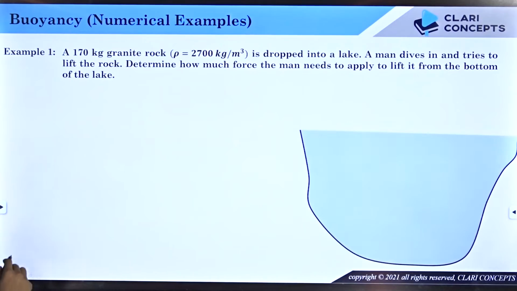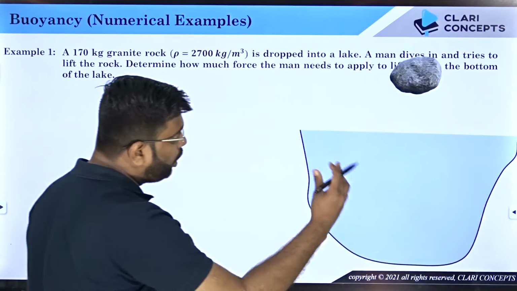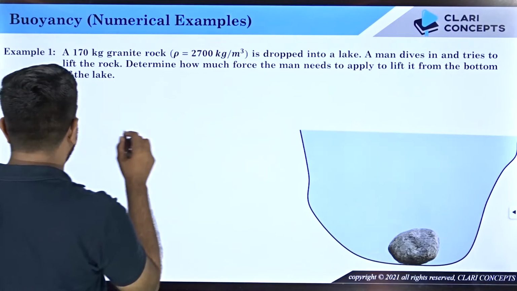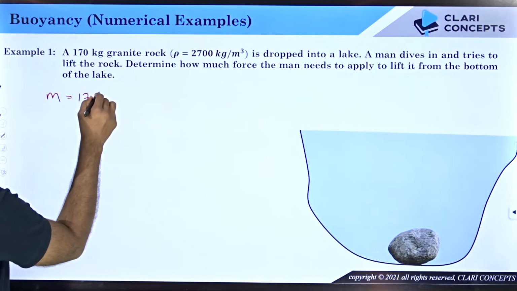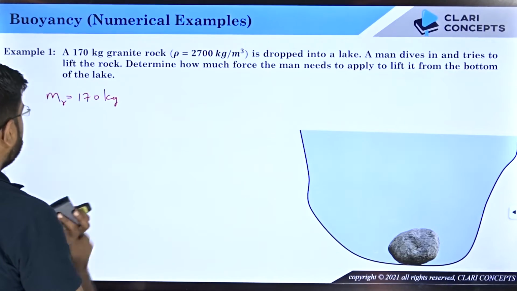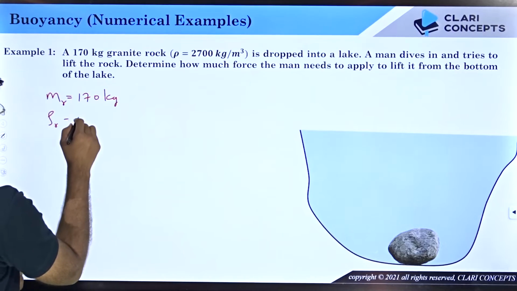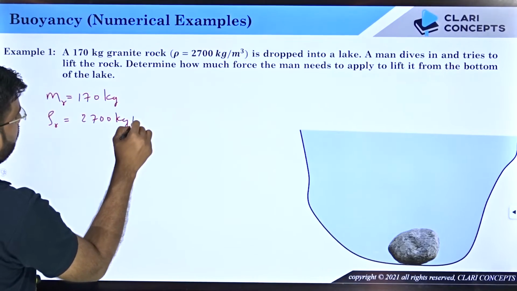Now see, what is given to you? It is given that there is a lake and a big rock of mass 170 kg. So I should say that the mass of the rock, let me put m_r, is 170 kg, and the density of the rock, let's say rho_r, is 2700 kg per meter cube.